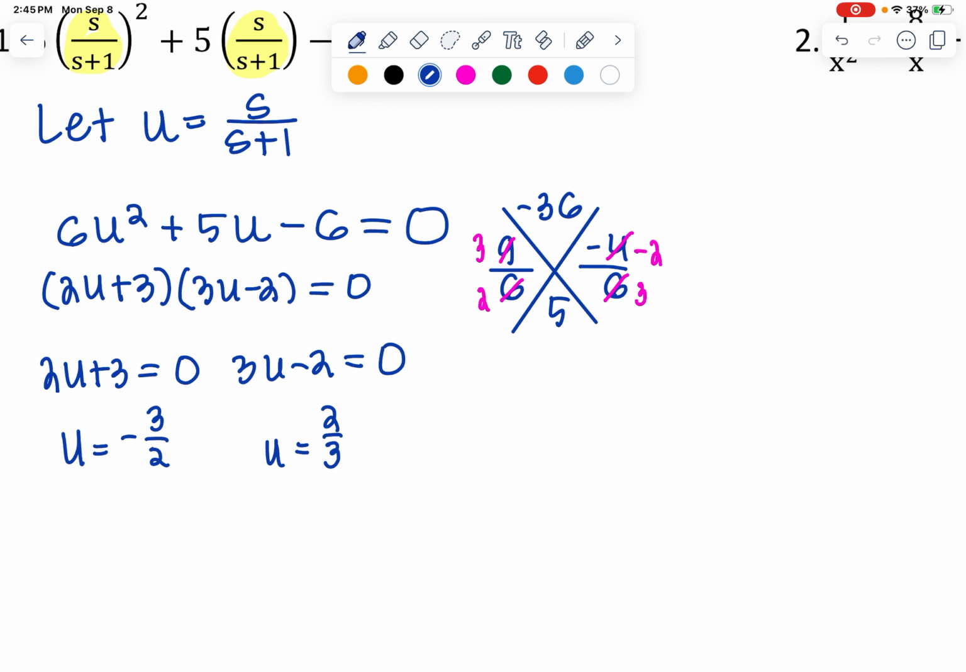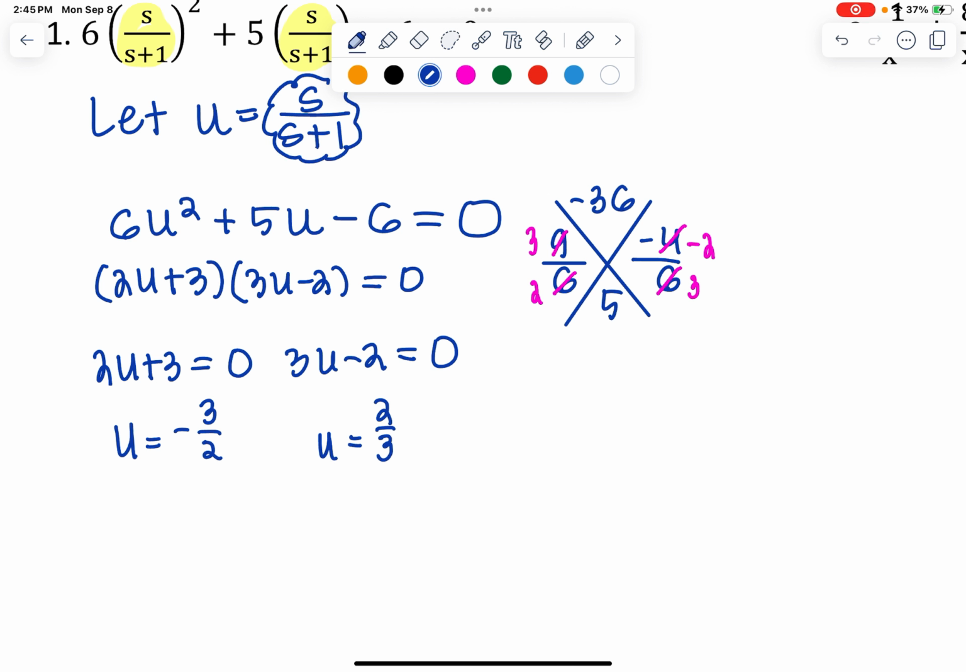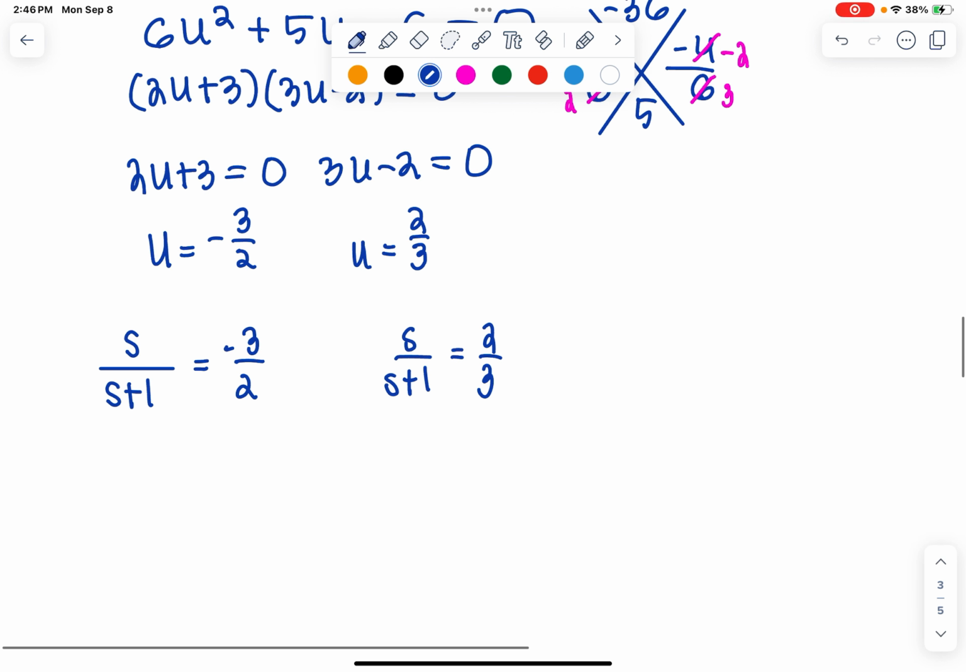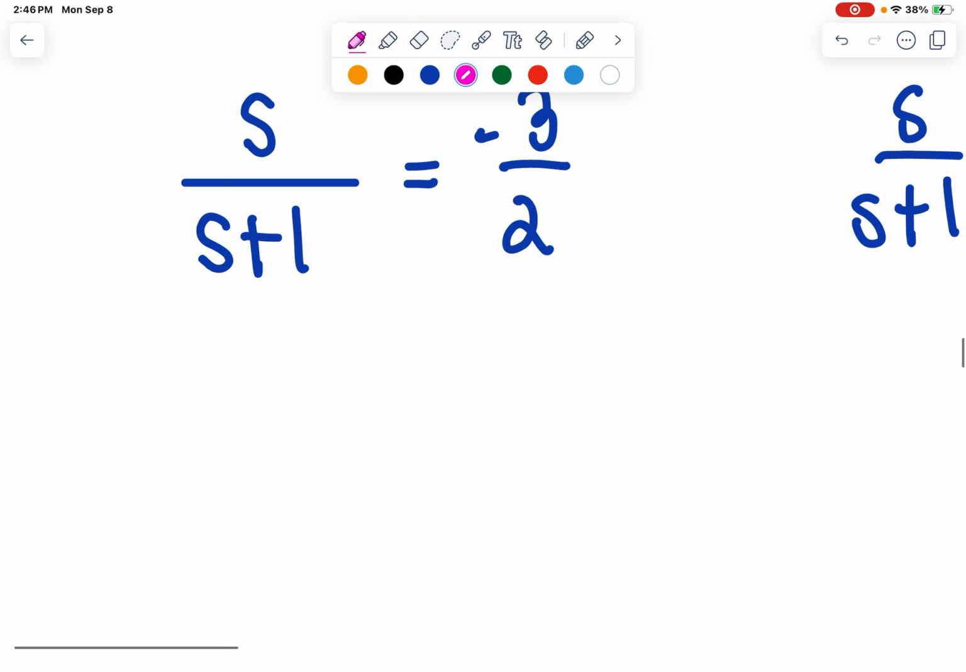Don't get so excited and be like, circle, move on, because you put u in the problem. U was never in the problem. So now we have to substitute back s over s plus 1. So we have s over s plus 1 is equal to negative 3 halves, and s over s plus 1 is equal to 2/3. So we have to solve each one of those equations. Okay, this is a proportion. The easiest way to solve it is by cross multiplication. So that's what I'm going to do. Multiplying straight across.